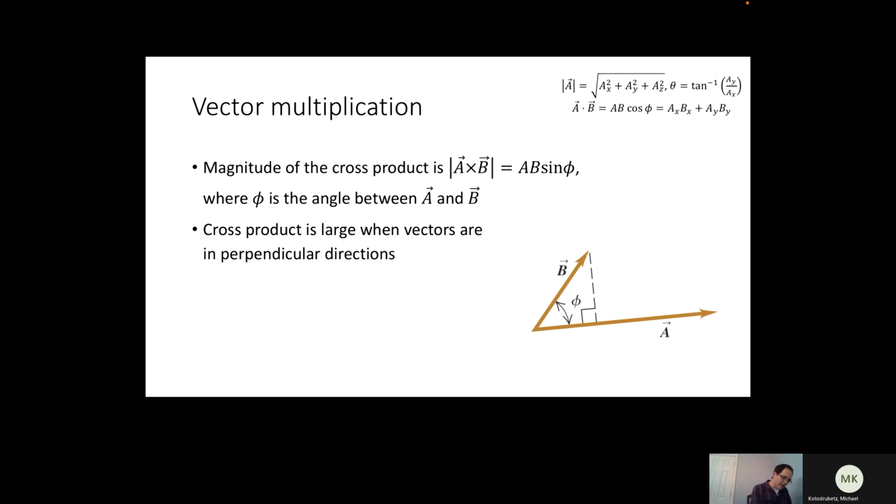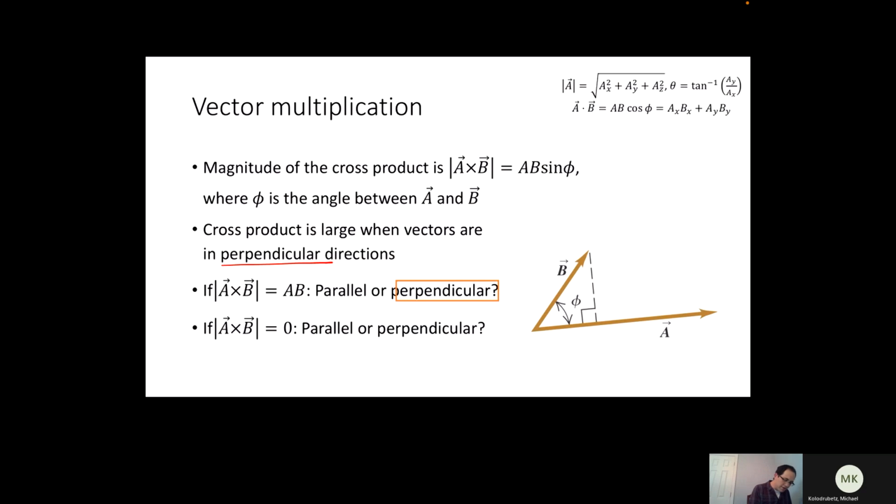The magnitude of that vector, the magnitude of the cross product, is simply A times B times now sine of the angle between them, sine of phi. So now cross product is going to be large when the vectors are perpendicular. Let's test this out. Let's say I were to tell you that the magnitude of A cross B is equal to the magnitude of A times the magnitude of B. So does that mean that A and B are parallel or perpendicular? Think for a second. The answer is perpendicular.